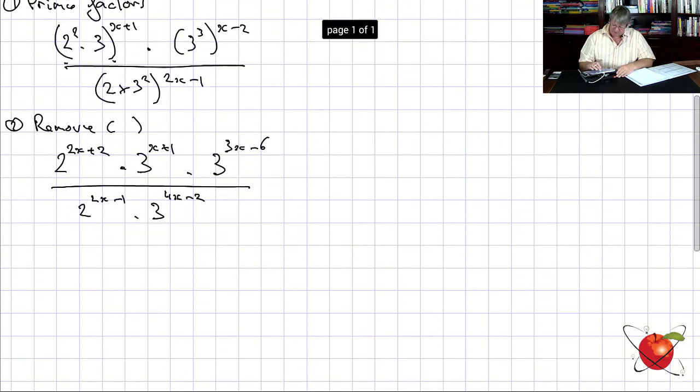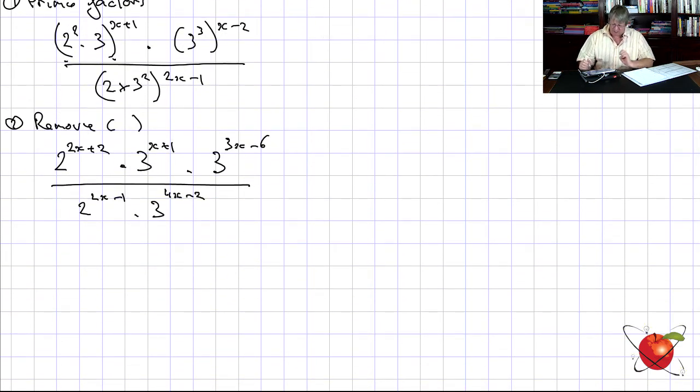Just make sure you multiply each and every term by the exponent inside the bracket. Okay? Let's go further now. Now we say, okay, remove the brackets. The next step, step 3, is split. What do I mean? I mean split them up like this.